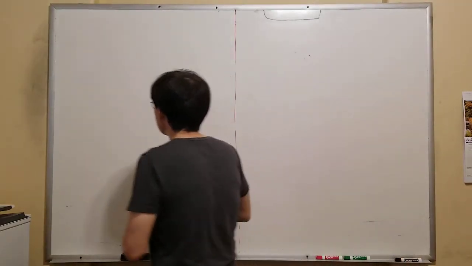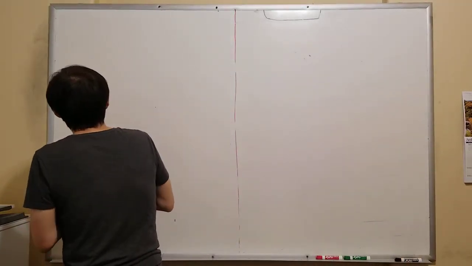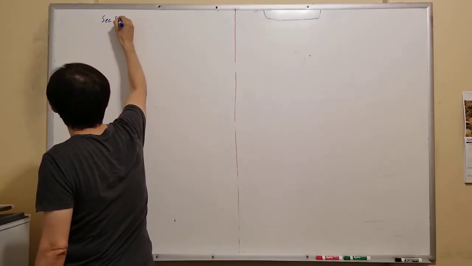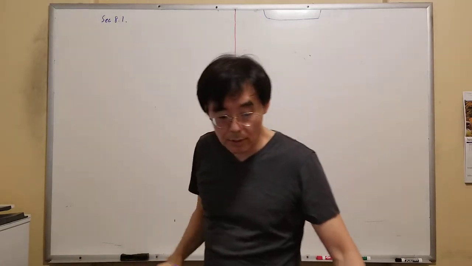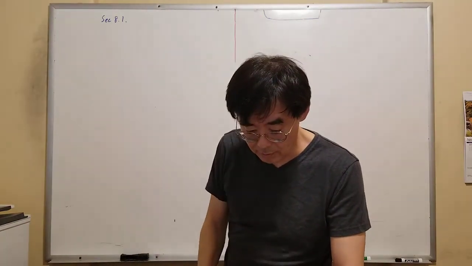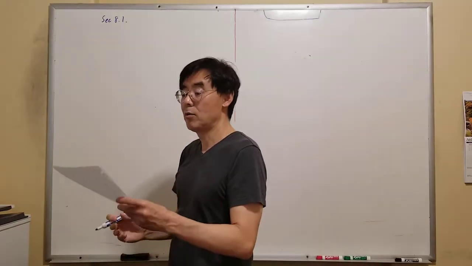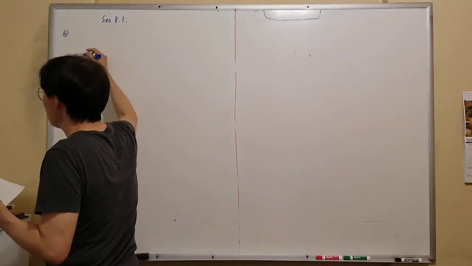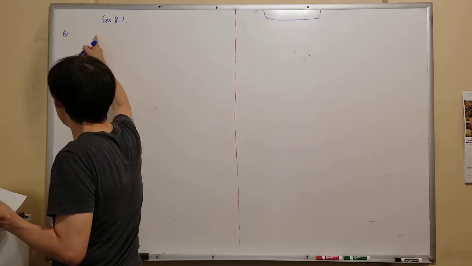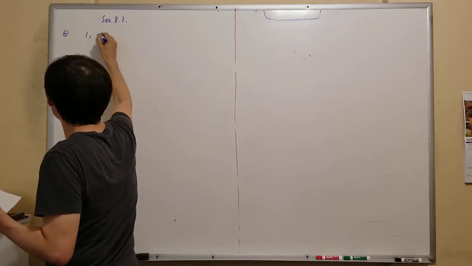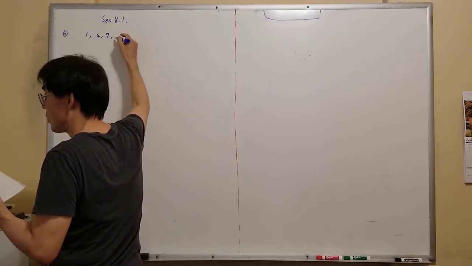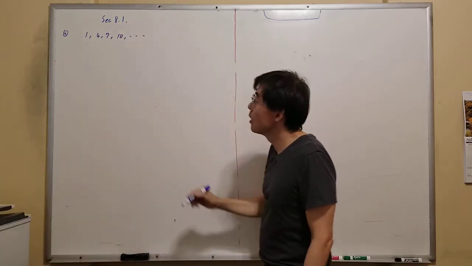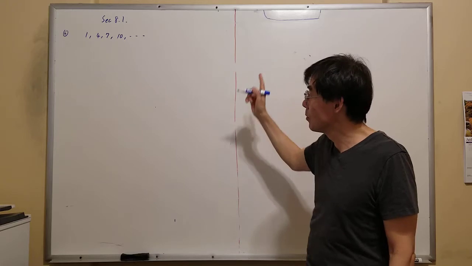Okay, chapter 8, we're going to study sequence and series. Section 8.1 is about sequence. You already learned sequence even starting from algebra 2. Let's say a sequence is a list of numbers written in a row, right?